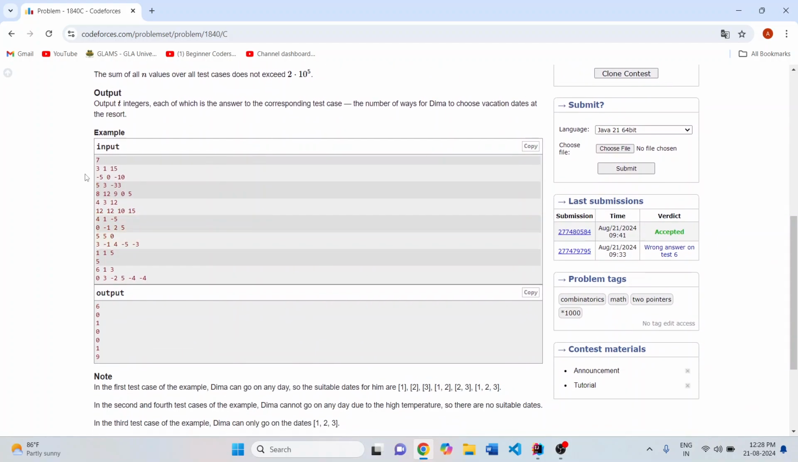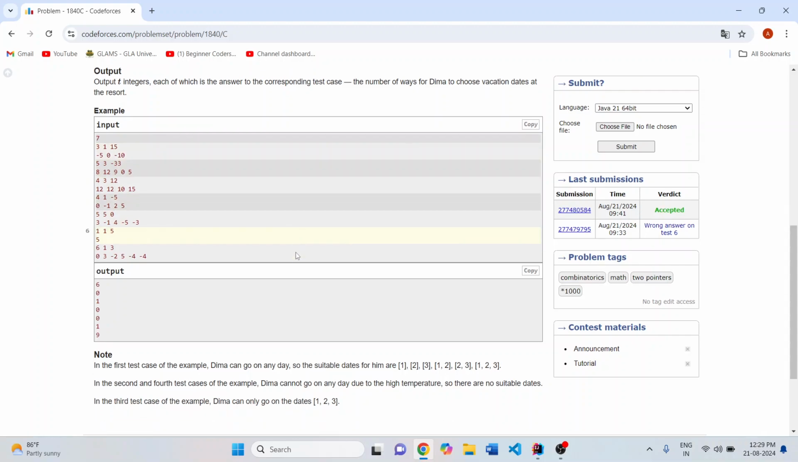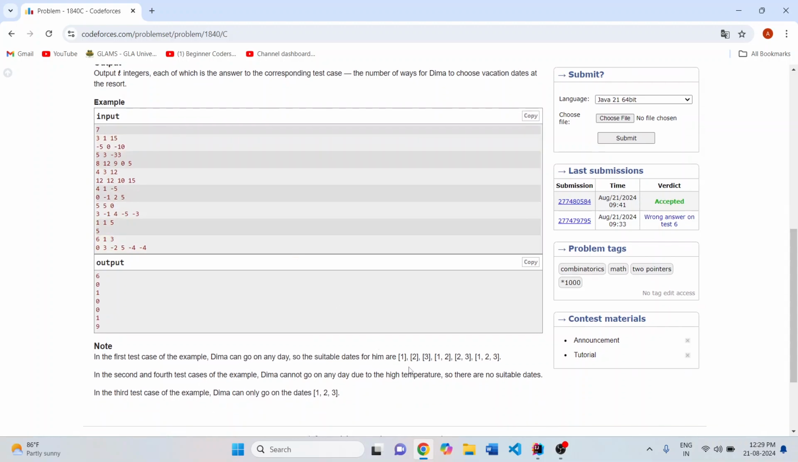For example, in this case, there are 3 days. At least one day he must go skiing, and the temperature is 15, less than or equal to 15. All days are valid, so all 3 days are valid. The number of ways: he can go on the first day only, the second day only, the third day only, or first and second, second and third, or first, second and third.